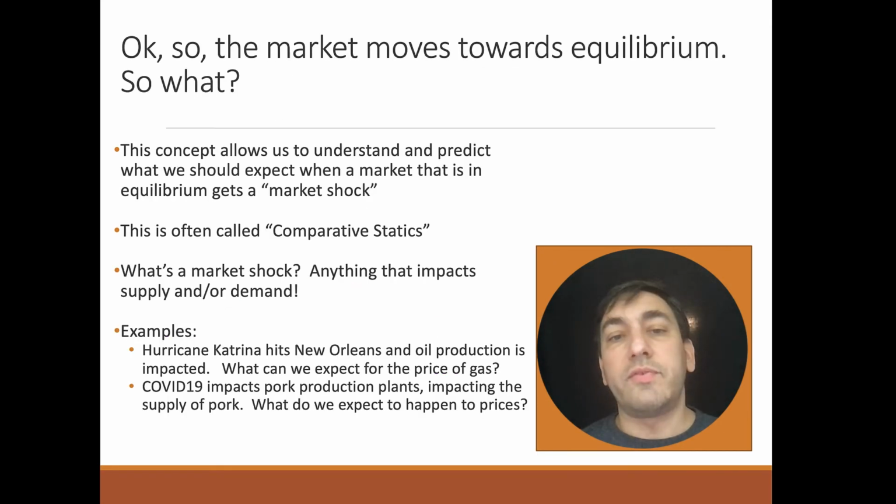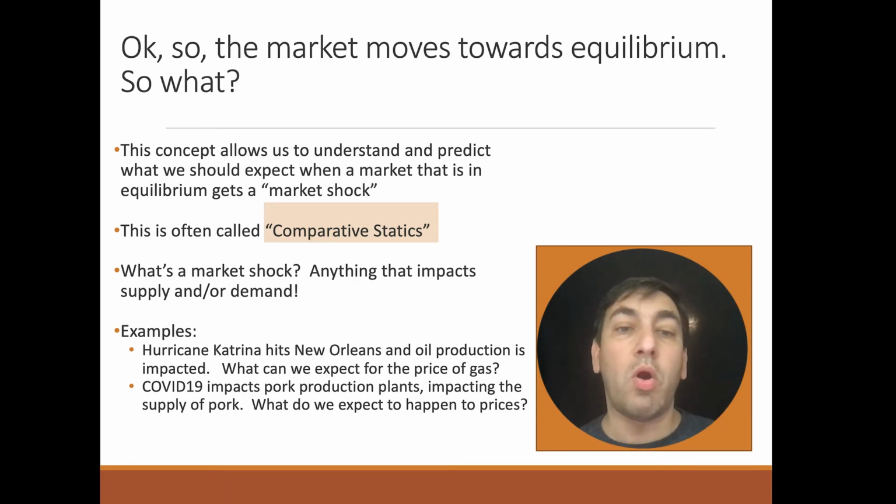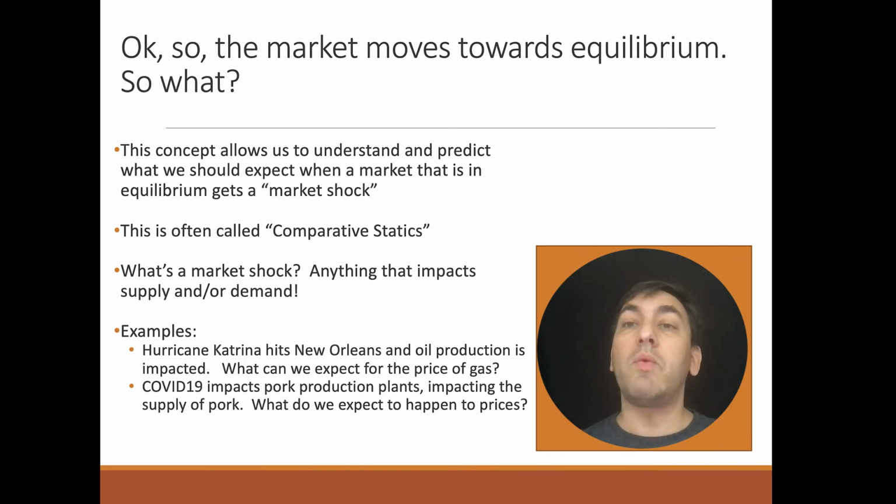What does it allow us to do? Well, we're going to put supply and demand together, and we're going to be able to predict what the price and quantity is. But more importantly than that, we're able to then do what's called comparative statics, which is sort of a before and an after. We can assume a market was in equilibrium, and then something happens.